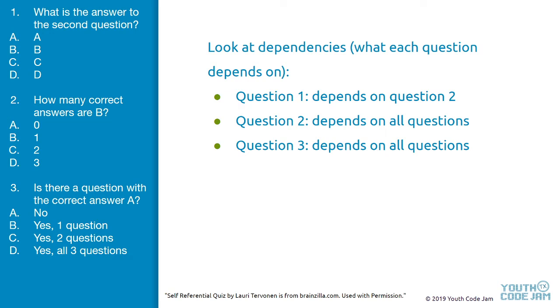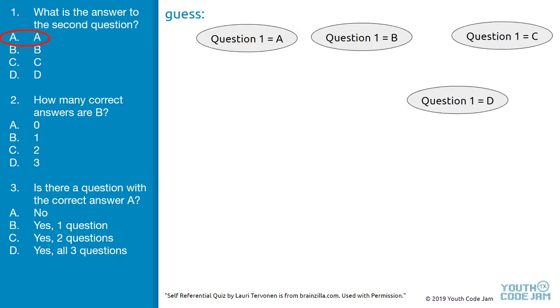Now, in order to try to simplify our lives, really we could start with any question, but in order to take the simplest approach, I'm going to start by guessing for question 1 because it has the fewest dependencies. So here are our possible guesses along the top. I have a question 1 could equal A, it could equal B, it could equal C, or it could equal D. But first we're going to try to guess that question 1 equals A and see where that takes us.